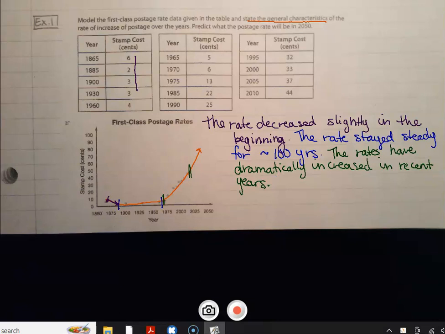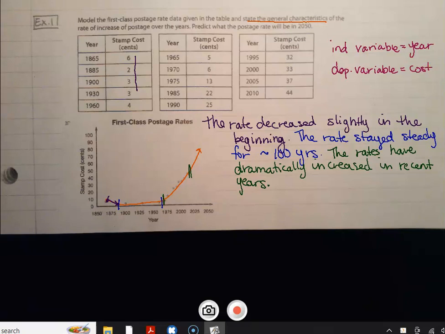We didn't write it out, but we should. What's our independent variable again? Okay, good. Our independent variable is the year. And the price, right, or the cost, is our dependent. So our dependent variable equals the cost. Okay, so we should go ahead and put that in the general characteristics.